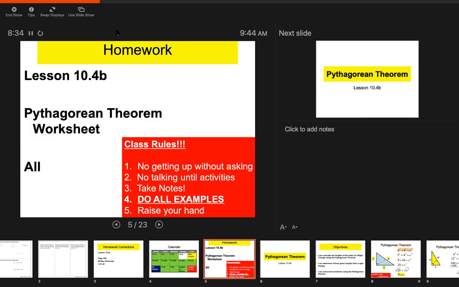All right, worksheet will be Pythagorean theorem worksheet. The quiz, no calculators on the quiz. No calculators on the quiz. You'll be fine.